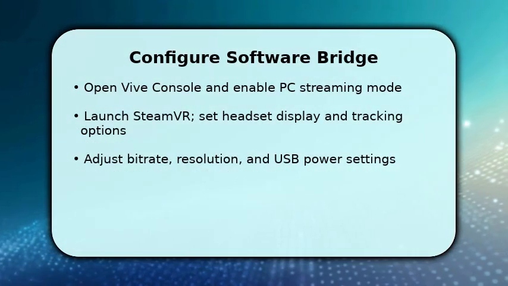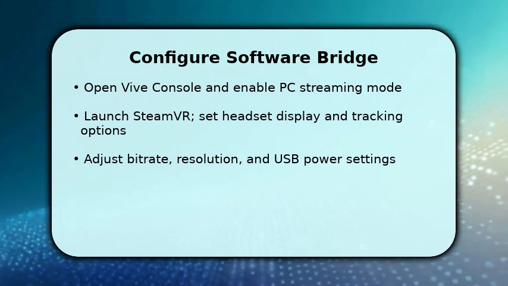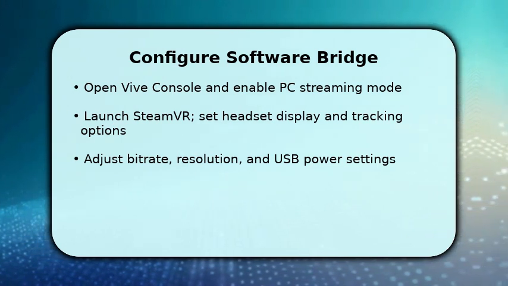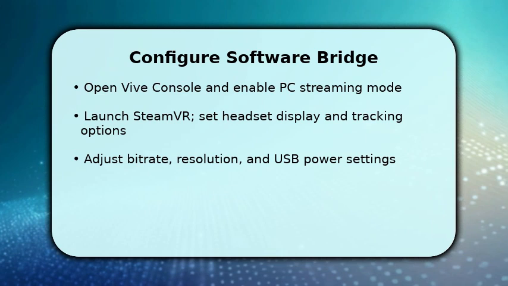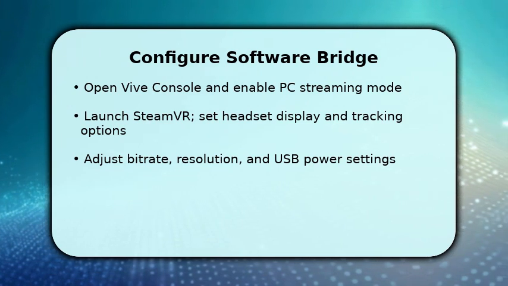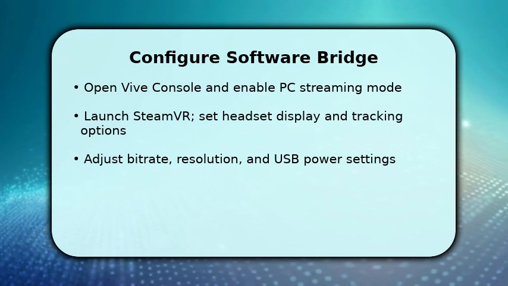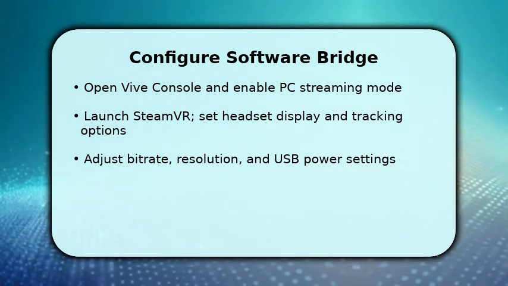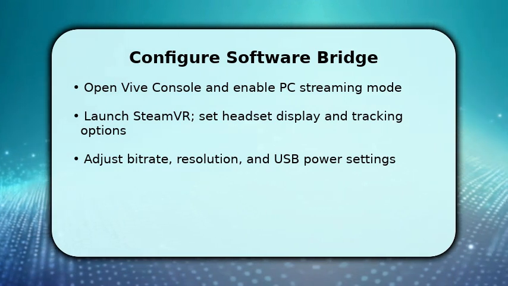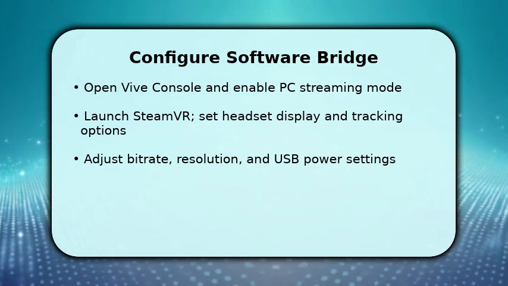Next, configure the software bridge that carries VR frames to the headset. You open Vive Console and enable PC streaming mode so your PC will recognize the Focus as a display target. Once enabled, launch Steam VR and confirm tracking, chaperone, and controller profiles. Make sure the headset appears in devices. Then adjust bitrate and resolution in Vive Console to balance quality and latency. If you see stutter, reduce bitrate or lower resolution, because bandwidth and USB power affect smooth playback.